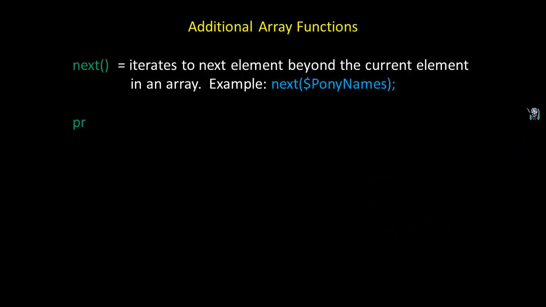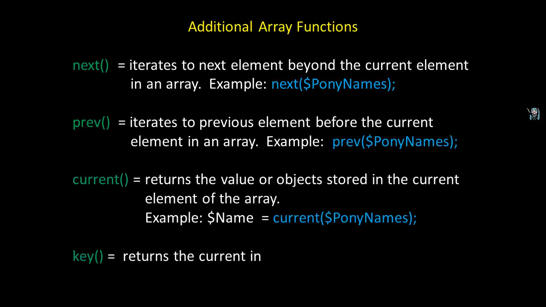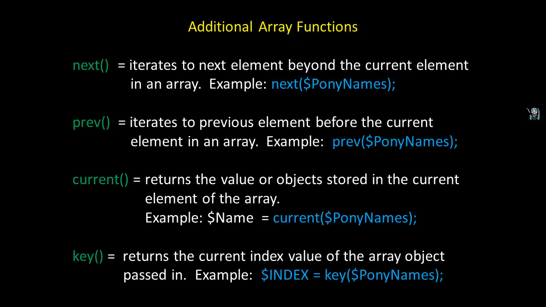Here are some additional array functions. Next iterates to the next element beyond the current element in an array. Example, next pony names. Prev iterates to the previous element before the current element in an array. Example, prev pony names.